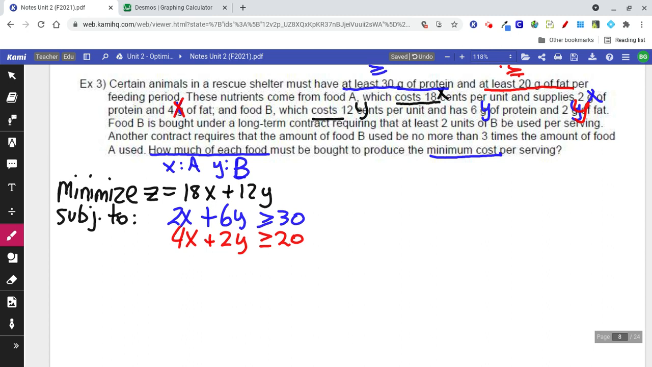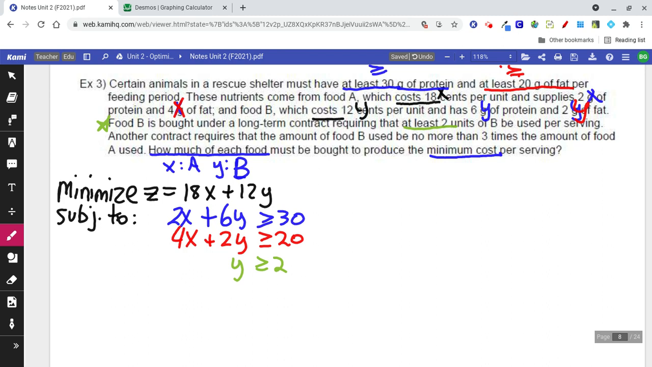All righty, and then we keep going. It says food B is bought under a long-term contract requiring at least 2 units of B used per serving. So at least means greater than or equal, and food B was just Y. So I've got this inequality: Y is greater than or equal to 2.